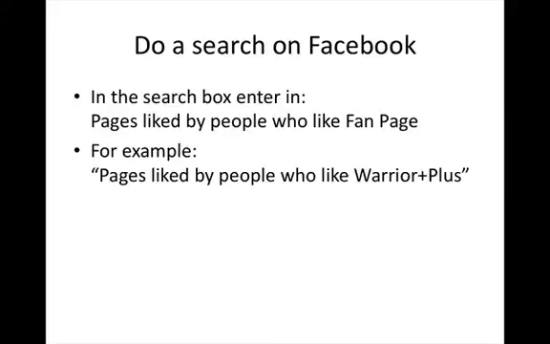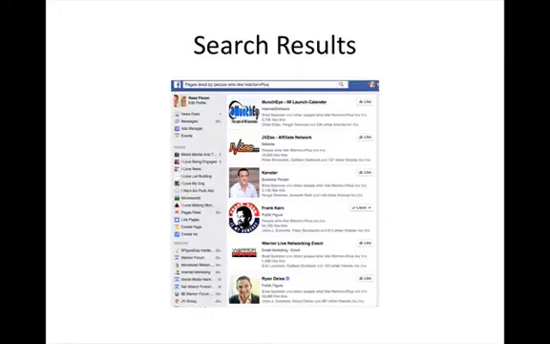So, for example, I did pages liked by people who like Warrior Plus. Warrior Plus, which is a payment processor for internet marketing products, has their own fan page, and it's got maybe 1,000 or 2,000, I think about 2,000 people who like it. Now, the search results showed me different pages that people liked.